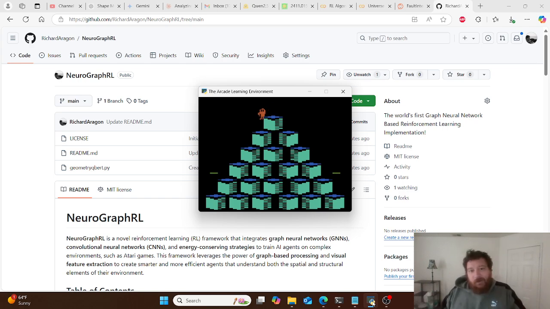And then the model is also incorporating energy. So this model loses energy. It loses a lot of energy anytime that it jumps off, so it actively avoids jumping off. And then it loses a little bit of energy every time that it jumps on a yellow square as opposed to a blue square. And then it gains energy every time that it jumps onto a blue square. And that energy is on top of its reward structure.